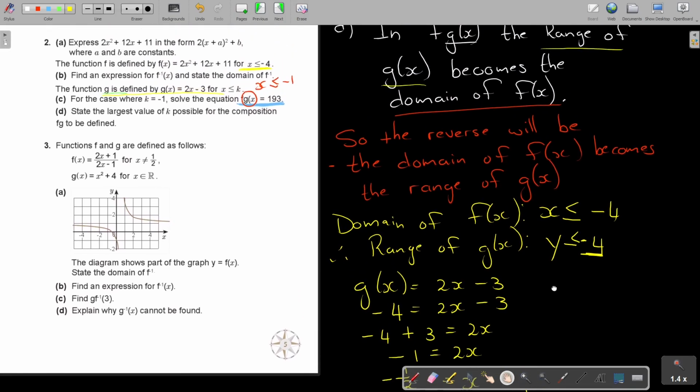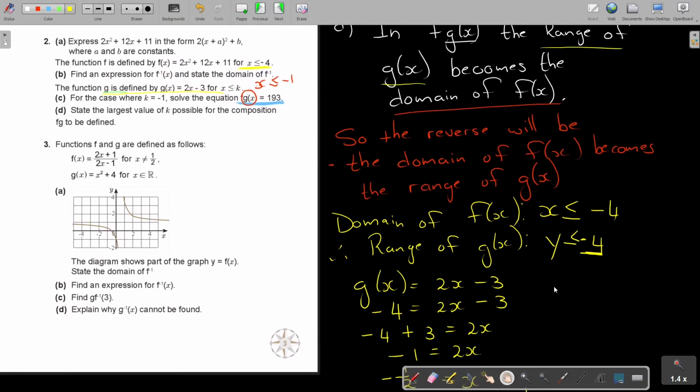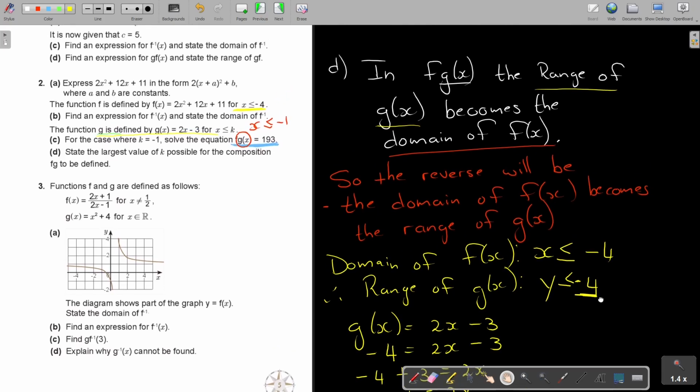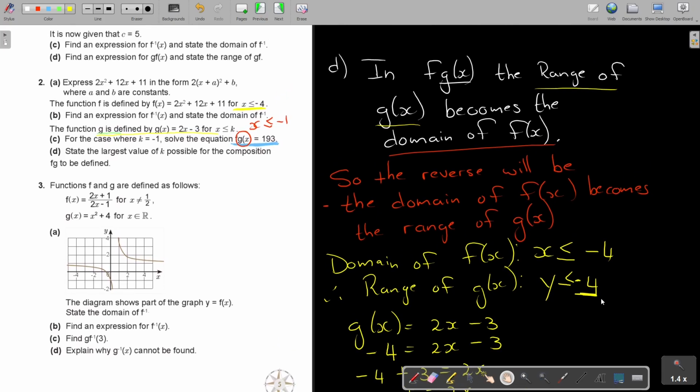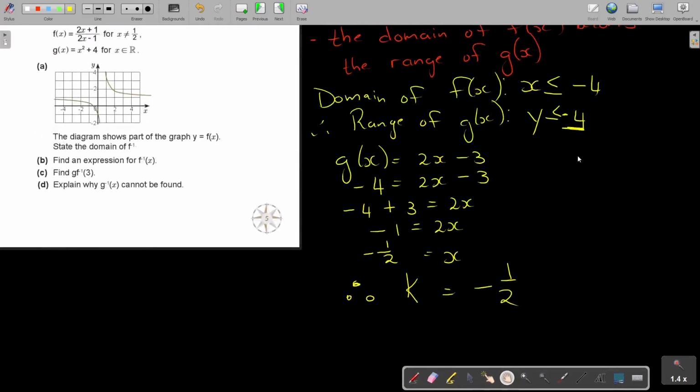Because what was the question stating? State the largest possible value of k for the composite function. So I was working back to getting, can I just show you? Yes, the domain. So the domain of g, and then the range, and then this. This is how I arrive at that -1/2. It's a bit challenging, it's a bit reverse, but it's not. Just do it more than once to make sure you understand it.